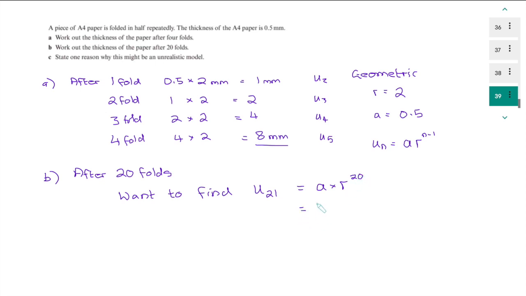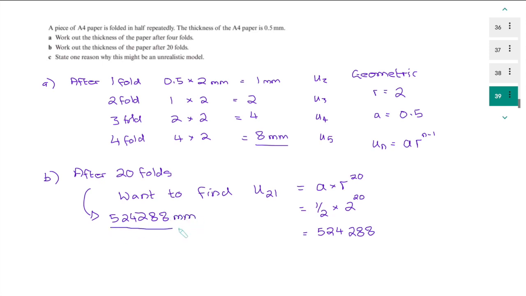Pop in our values. We've got a half times 2 to the 20. If you actually work this out, you get a pretty big number, 524,288. So that's the value of U21. We haven't put units in here. So after 20 folds, it's going to be 524,288 millimeters. So there's our answer.